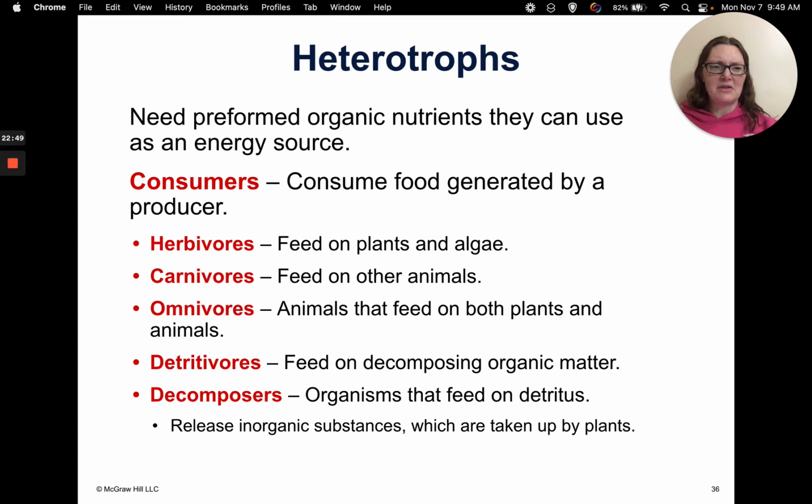So they're very similar, really. And decomposers release inorganic substances which are taken up by the plants. So a lot of similarities between the two.